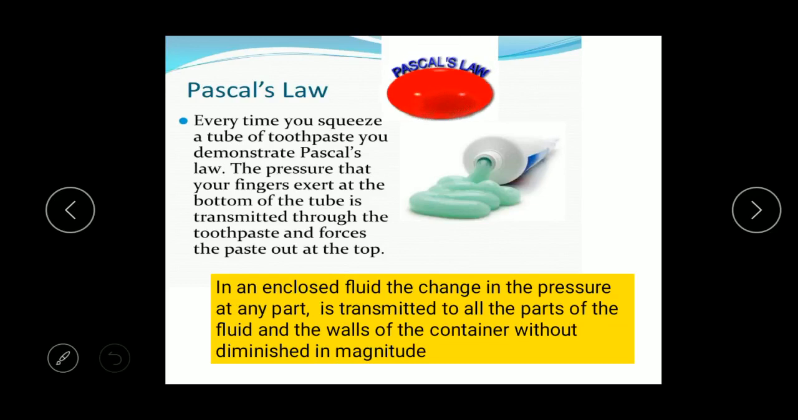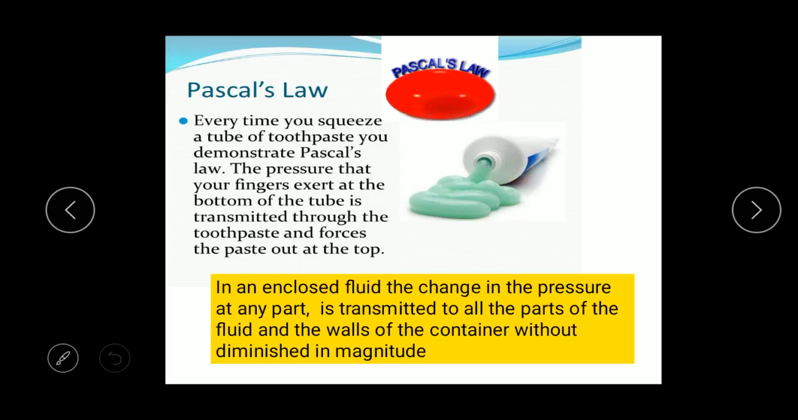According to Pascal's law, the pressure applied to an enclosed liquid is transmitted to every portion of the liquid and to the walls of the container undiminished in magnitude. In an enclosed fluid, the change in pressure at any part of the fluid is transmitted to all parts of the fluid and the walls of the container without diminishing in magnitude. That means whatever pressure you apply is transmitted to every portion of the liquid without diminishing.